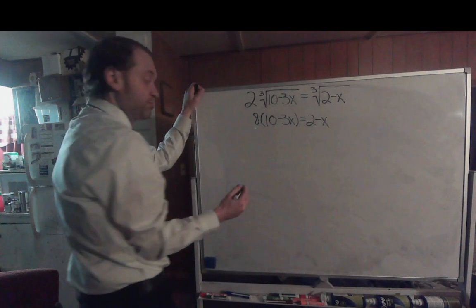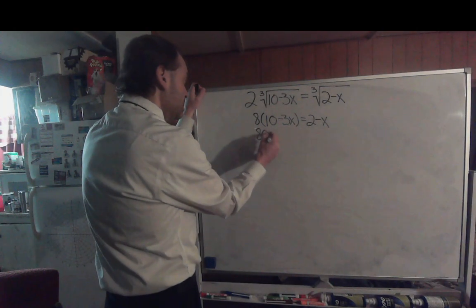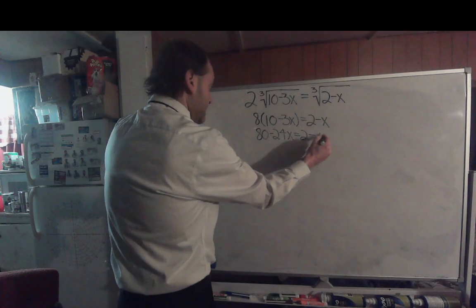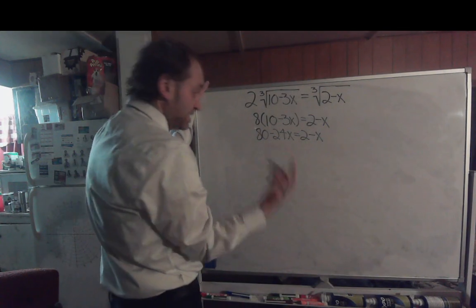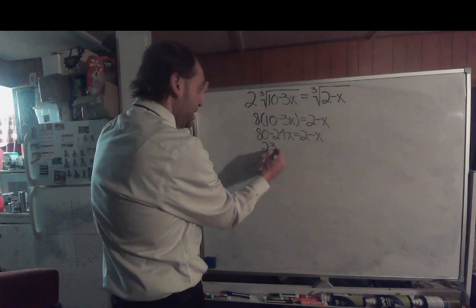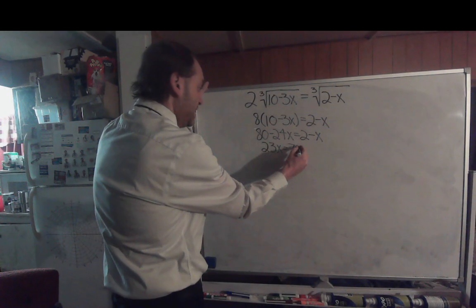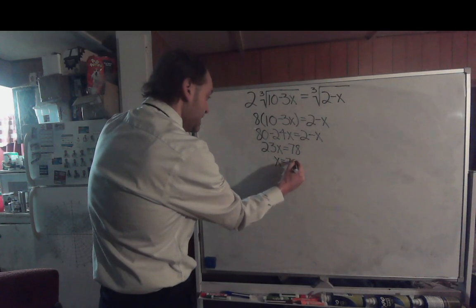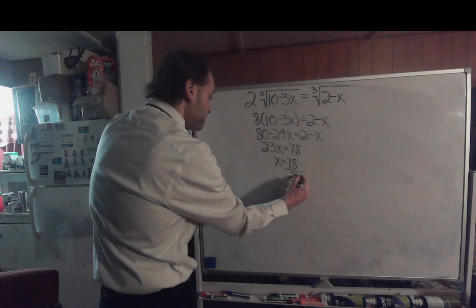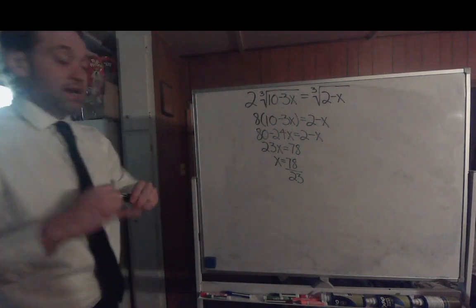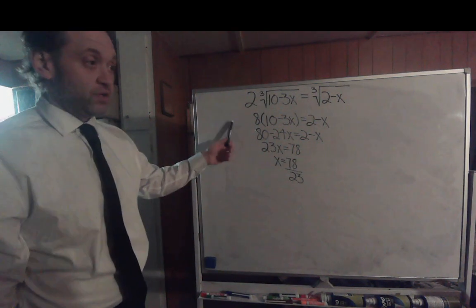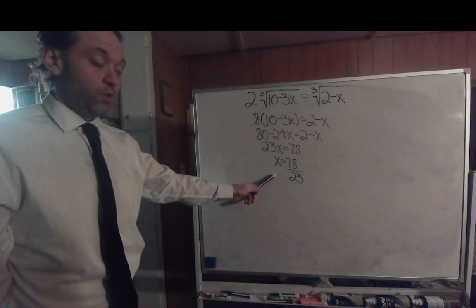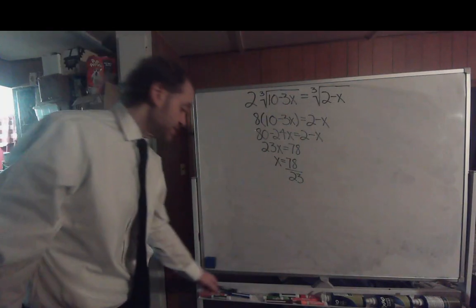Then do your distributive property. You would get 80 minus 24x is equal to 2 minus x. Simplify this, you get 23x equals 78, which would then give you an x value of 78/23. But it never hurts to verify, since you're dealing with a radical equation. Verify your work, check to make sure this isn't an extraneous solution.